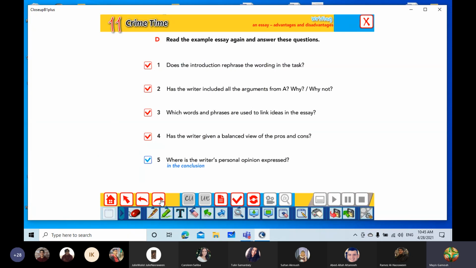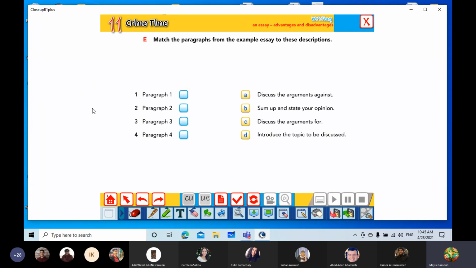Thank you, dears. Let's go to exercise E in here, and it is about matching the paragraphs. So yesterday we explained that the structure of an essay regarding advantages and disadvantages has to have 4 main paragraphs. So here we have to match the paragraphs with the letter that fits in front of it. So who would like to start? Let me see hands.